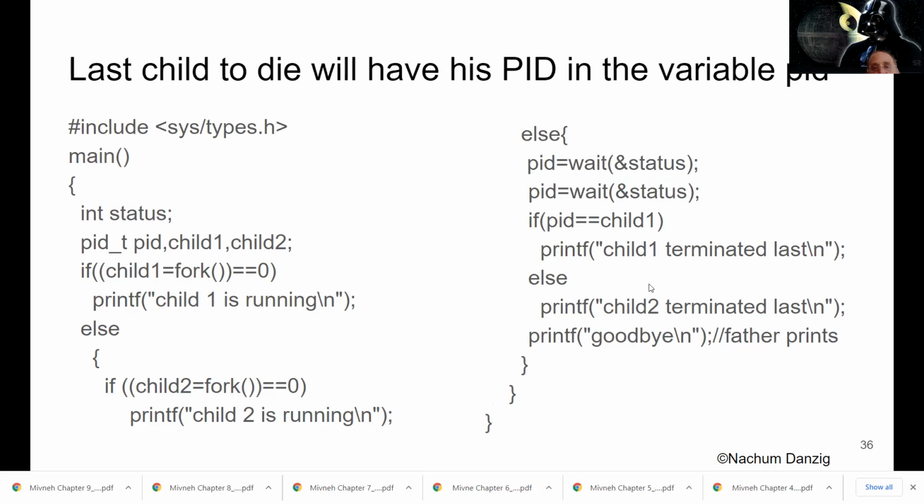And I can do the opposite, find the last child to finish, by simply doing two waits. See, I do a wait and then a wait. And then I check the second PID, the PID that got assigned the second time. And now I know which one finished last. I could do that. And I told you also I could wait for a particular one.